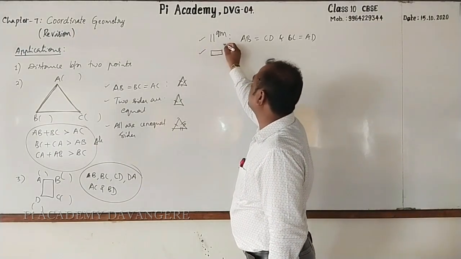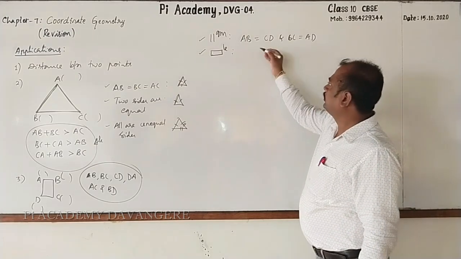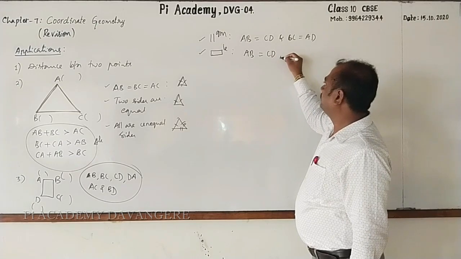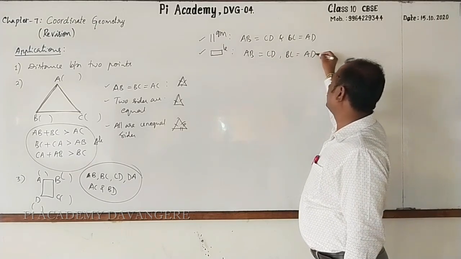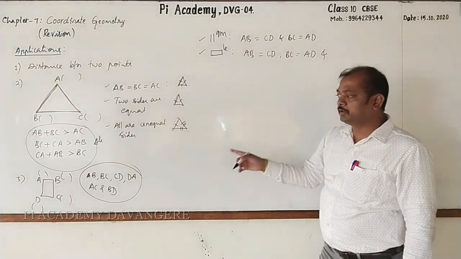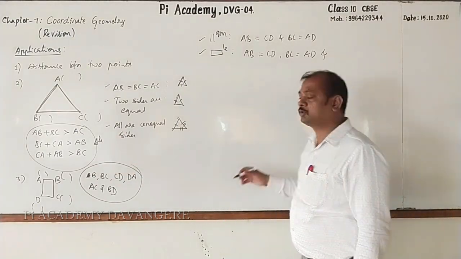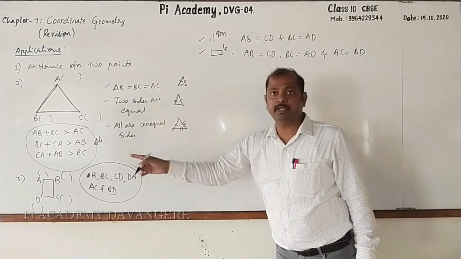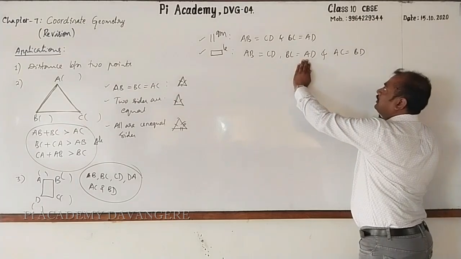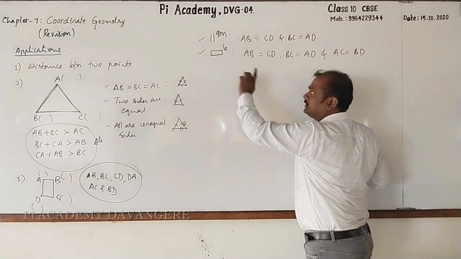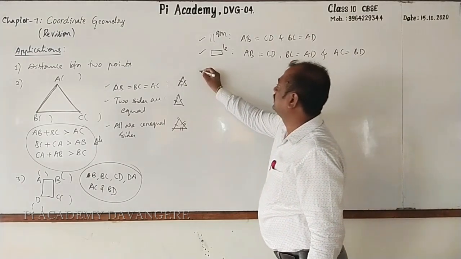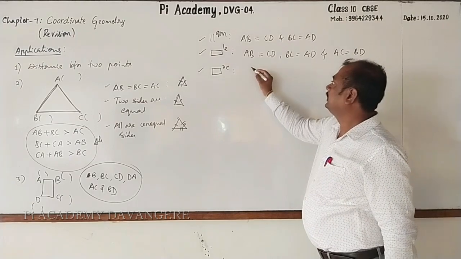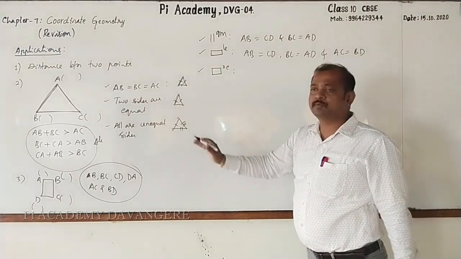Then if it is a rectangle, then no doubt AB equal to CD, BC equal to AD. And another very important thing, in a rectangle, diagonals will also be equal, right? AC equal to BD. If opposite sides are equal and diagonals are equal, then you can say that it is a rectangle. Next, third one, if it is a square, here also, in case of a square, all sides will be equal.